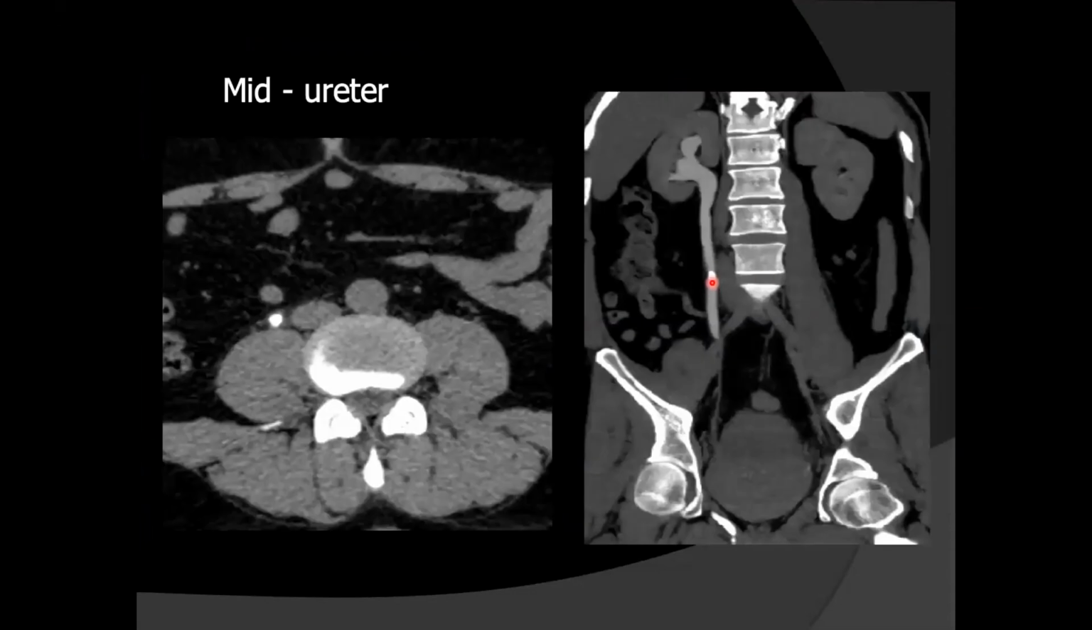A mid-ureteric calculus. Again, the advantage is that not only are we able to visualize the calculus, but we are able to visualize the proximal effect that the calculus has, the amount of hydronephrosis, and any other complications that the calculus might be causing.